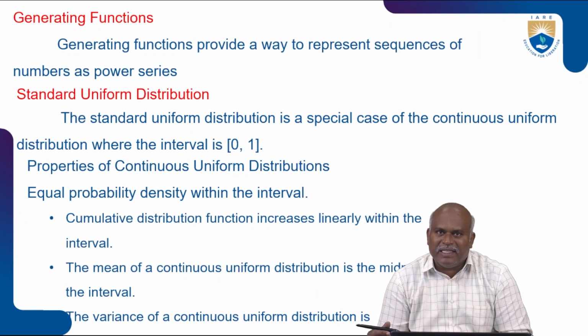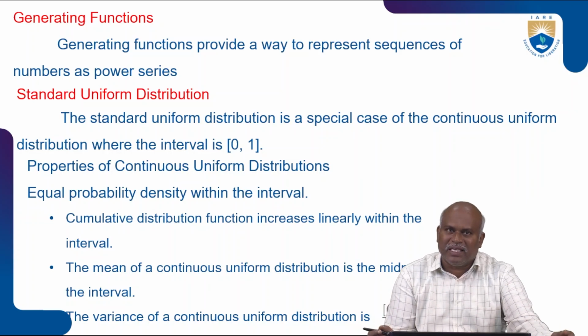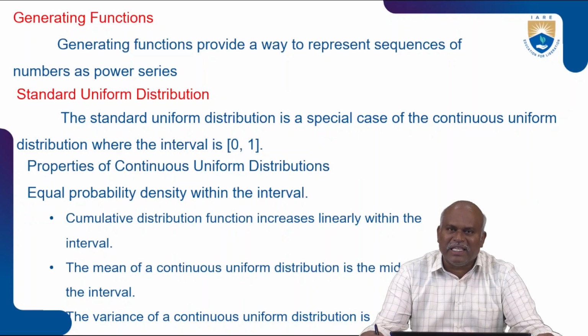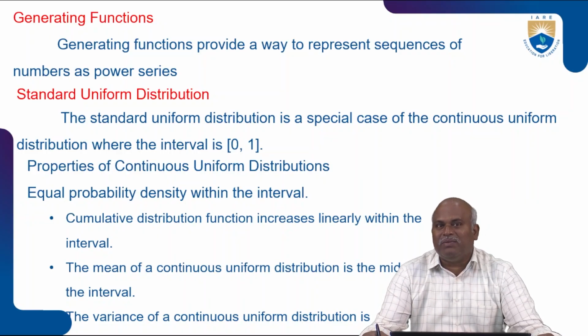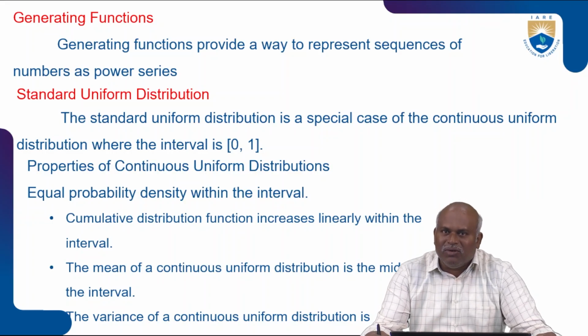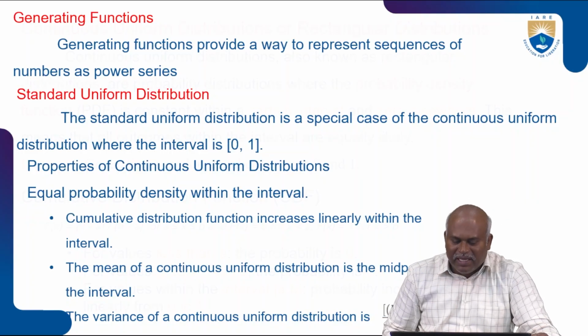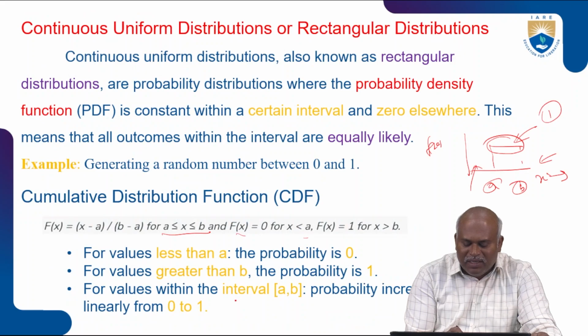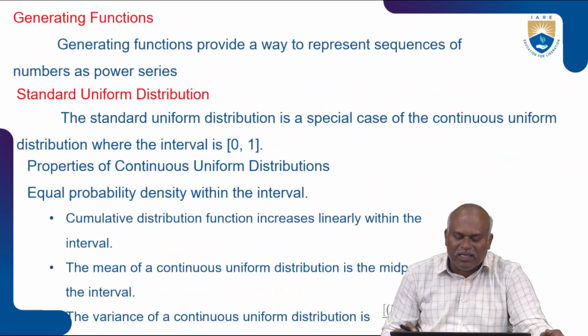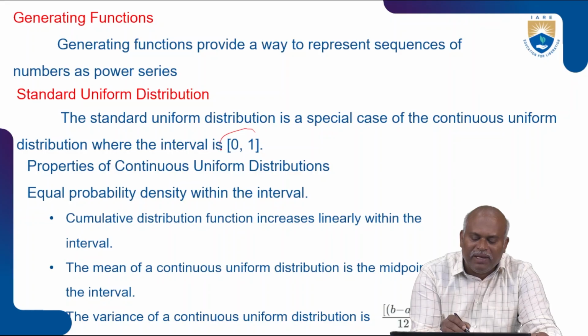Next, we go to generating functions. Generating functions provide a way to represent a sequence of numbers as a power series. Now the standard uniform distribution case: it happens in the interval between 0 and 1. Why do we take 0 and 1? For the interval a and b, the probability increases from 0 to 1. That's why the standard uniform distribution also happens between 0 and 1.